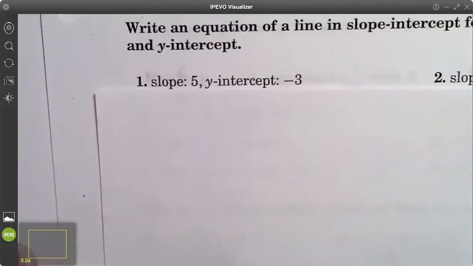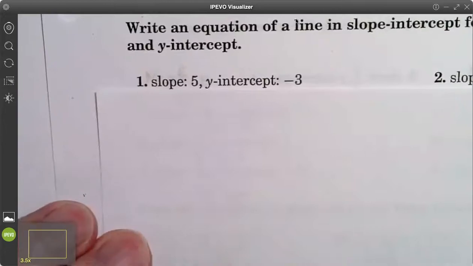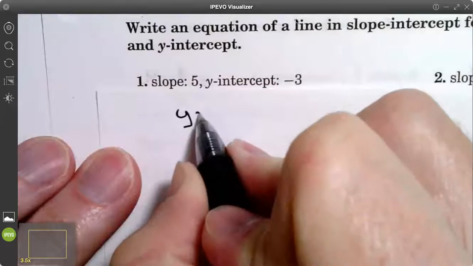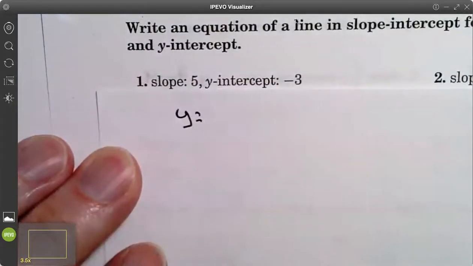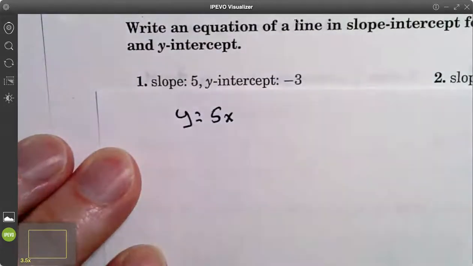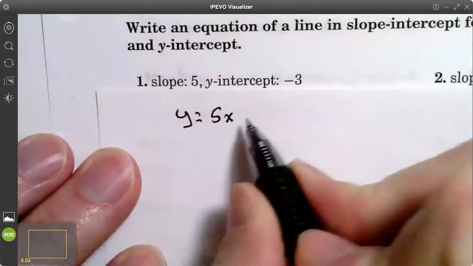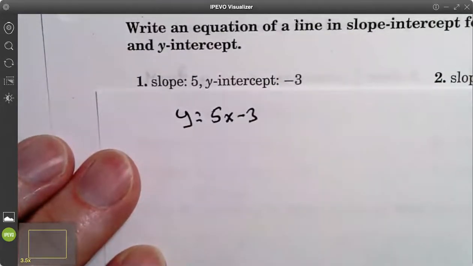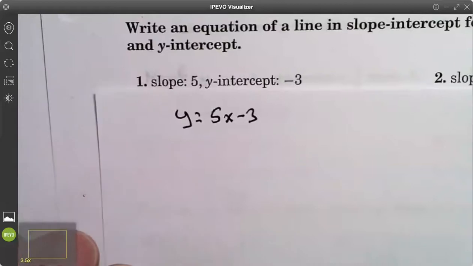Here we're going to be given the slope and given the y-intercept, and we have to write an equation in slope-intercept form. So it's always going to be y equals, and think about what's going to go before the x. In this case, the answer is 5 because my slope is 5. And what's going to go after the x? In this case, it's negative 3 because my y-intercept is negative 3. So y equals 5x minus 3 would be that equation.